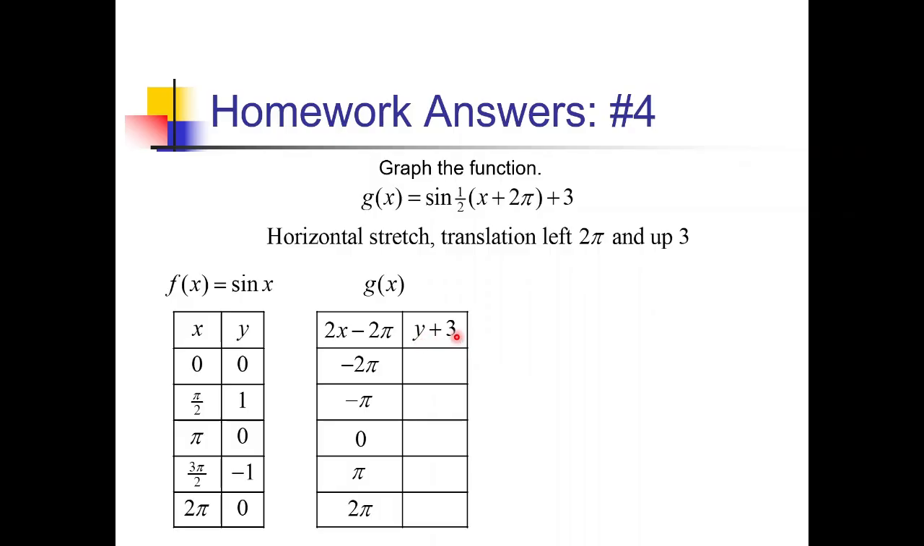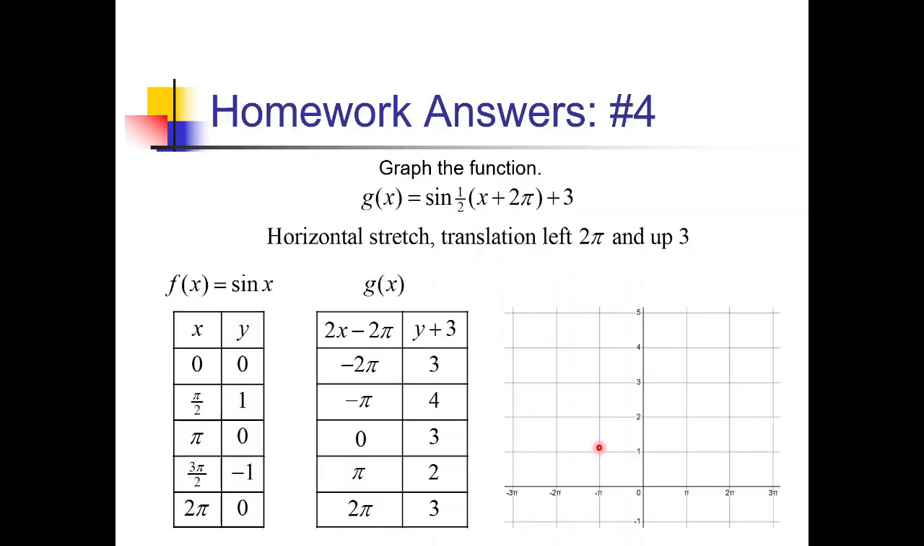Next up, let's add 3 to all the y values. So 0 becomes 3, 1 becomes 4, then we have 3, positive 2, and then positive 3 again. So I'll just make my horizontal grid lines go by maybe pi's would be enough, and then 1's for the verticals. So our first point that we'll graph is negative 2 pi, comma 3, which is up here. Then we have negative pi, comma 4, right up there. 0, comma 3, pi, comma 2, and 2 pi, comma 3. And we'll just graph this one period of this sine function.